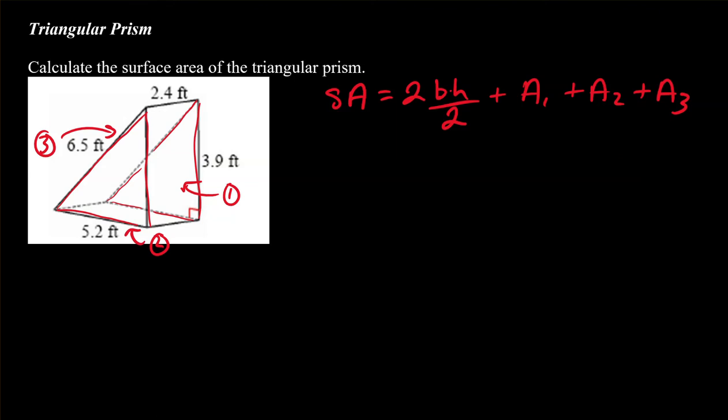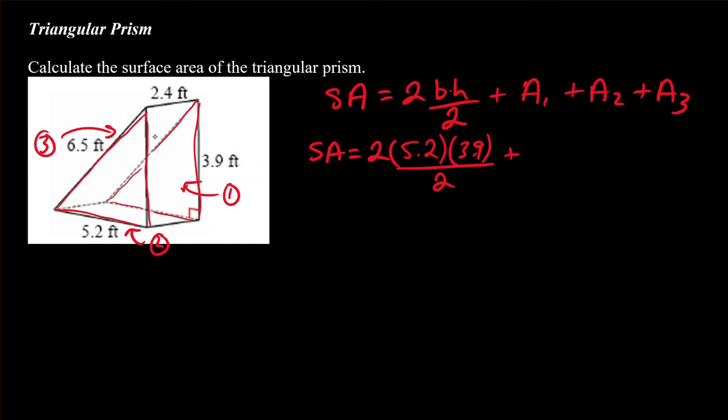Let's try this out. The surface area of this object is going to be 2, and then what's the base of this triangle? Well, it looks like it's 5.2 feet. Okay, no problem, 5.2 feet. What's the height of this triangle? The height is 3.9 here. It's the same as this line and this line. So 3.9 feet divided by 2. That's convenient.